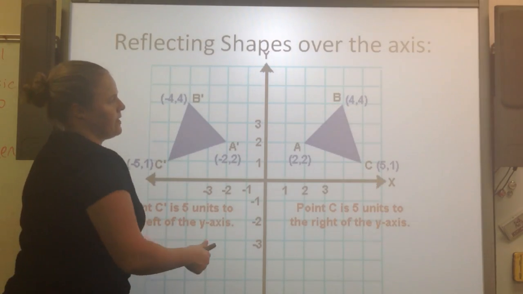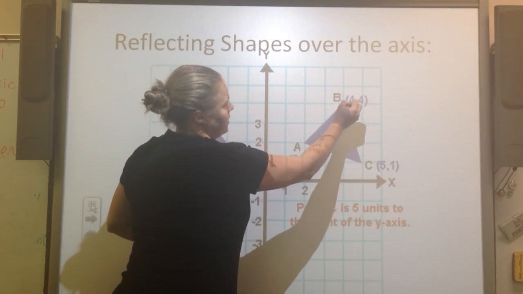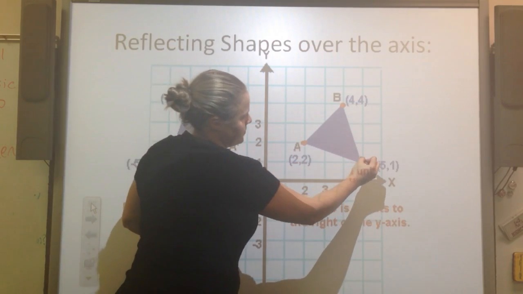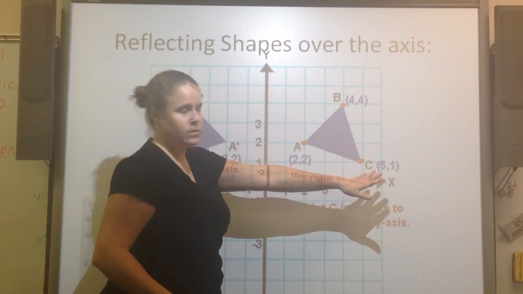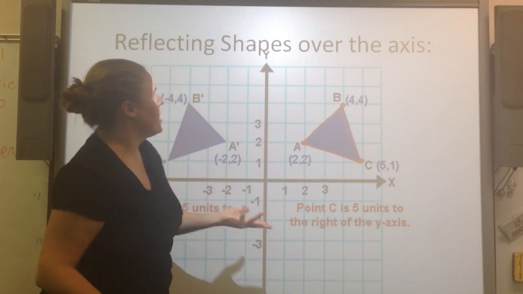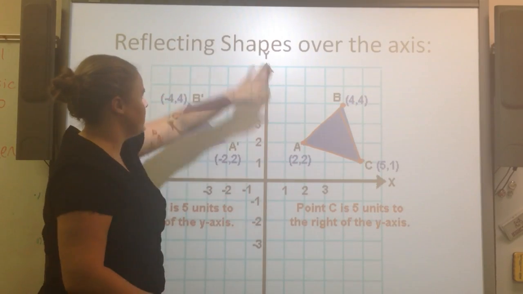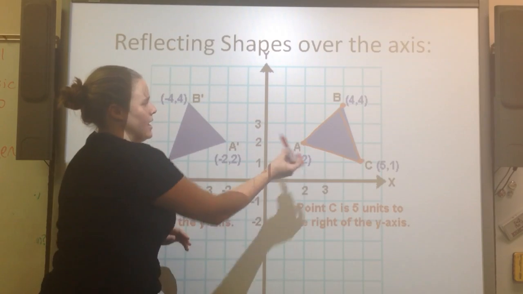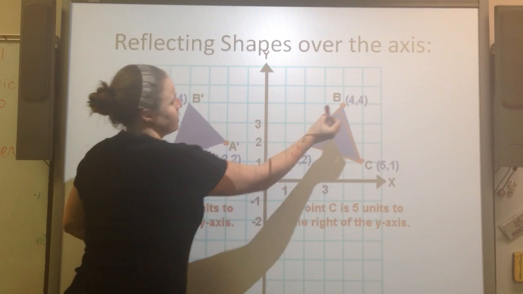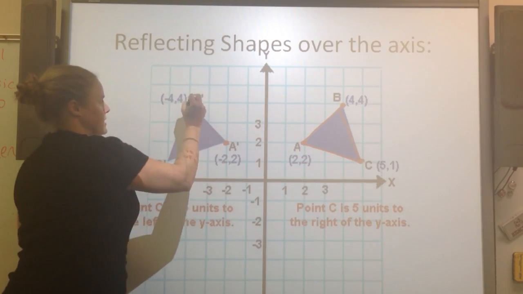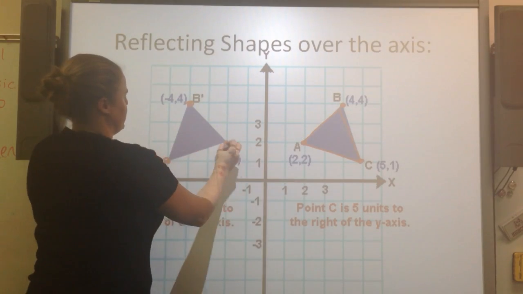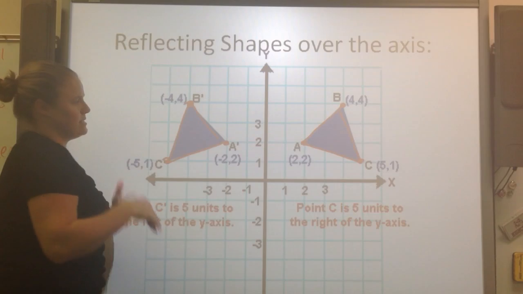Take it as in, if this was my shape, my coordinates were 4, 4, 2, 2, and 5, 1. So those are your coordinates. You connect the dots, and there's your shape. There's your triangle. Well, if I'm reflecting over the y-axis, I do the same thing I just did in the last video. Flip the A over, that goes there. Flip the B over, that goes there. Flip the C, and that comes here. And then you connect your dots again, label your points, and then there you go.